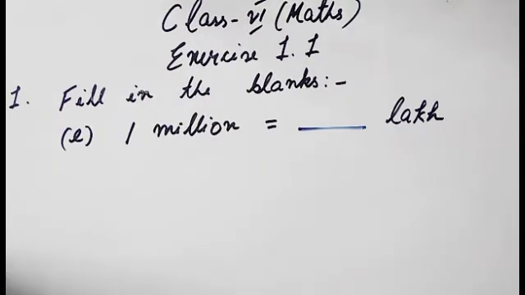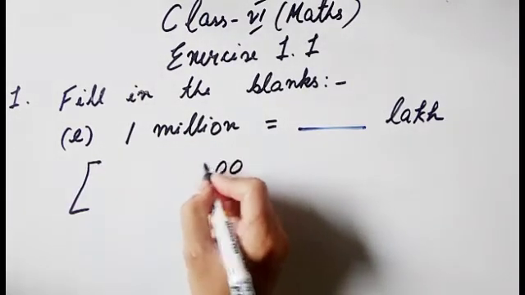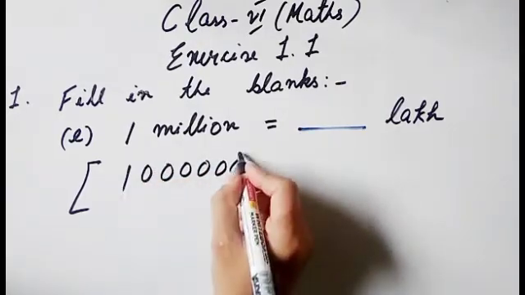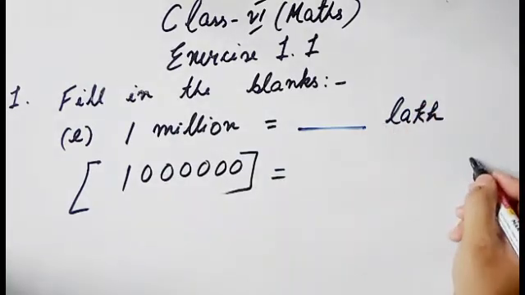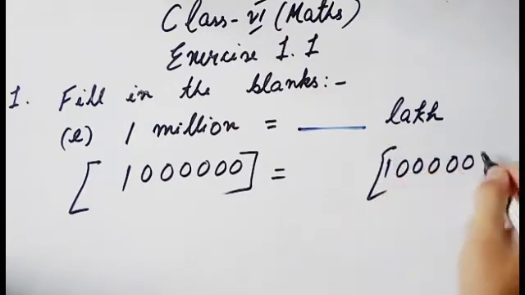So we have one more question. Question number E. On the left hand side, they have given us 1 million equals to dash lakh. So million is in the international system, lakh is in the Indian system. Okay. So first of all, let us write the numeral. 1 million. So 1, 10, 100, 1,000, 10,000, 100,000, 1 million. Then lakh means 1 lakh. So 1, 10, 100, 1,000, 10,000, 1 lakh.